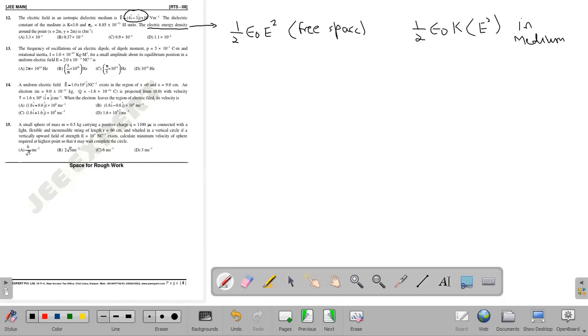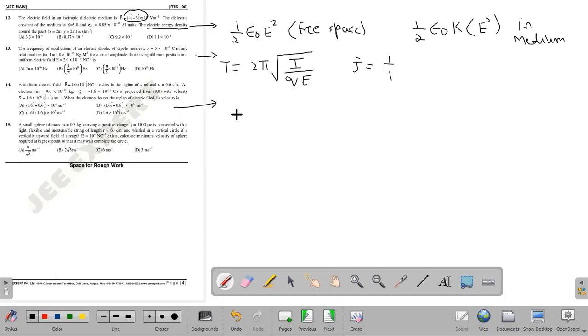For the 13th question, the frequency of oscillation of an electric dipole with this rotational inertia in a small electric field. This is a very standard result for the time period of oscillation of a dipole in the electric field. We know that the time period of oscillation of a dipole in the electric field is 2 pi root of I over P E. The basic formula of oscillation time period, and then frequency will be simply 1 upon time period. You have to just put the values in the formula to get your answer.